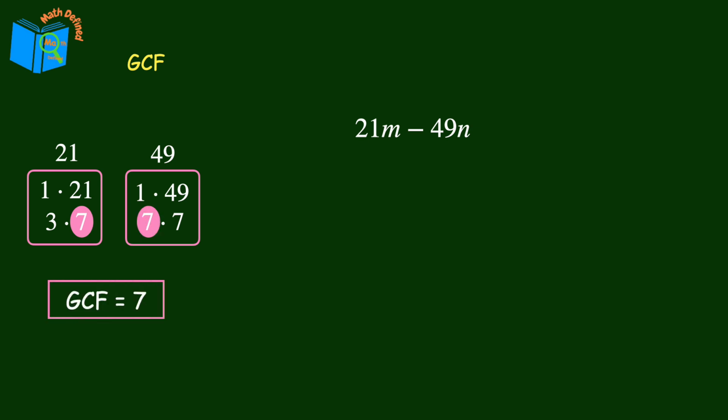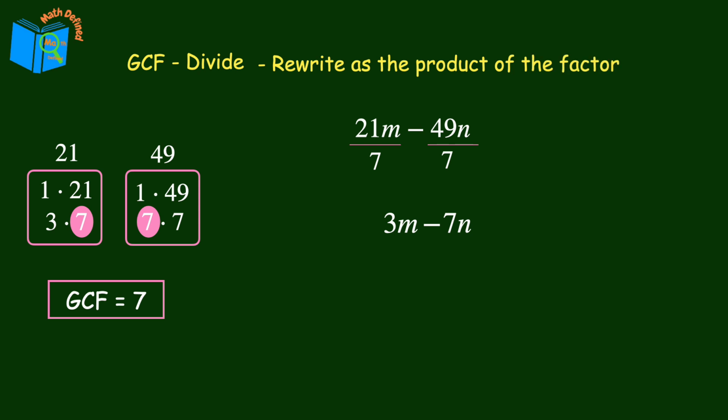The next step is to divide each term in the expression by this GCF of 7. And 21m divided by 7 is 3m, and negative 49n divided by 7 is negative 7n. The last step is to rewrite the expression as the product of the GCF. To do this, we'll place parentheses around 3m minus 7n, because remember, parentheses mean multiplication, and then we place the GCF, which is 7, on the outside of them. And there you have it. 7 times the quantity 3m minus 7n is the factored expression of 21m minus 49n.